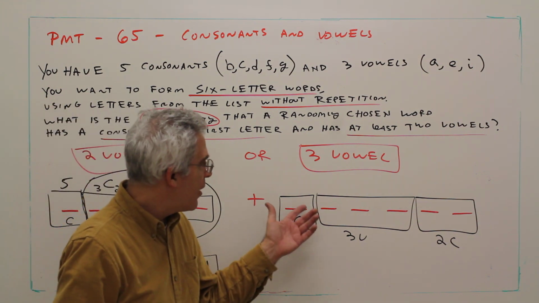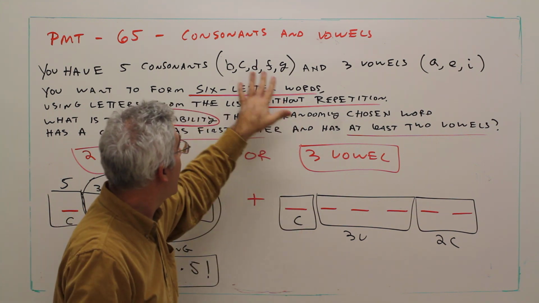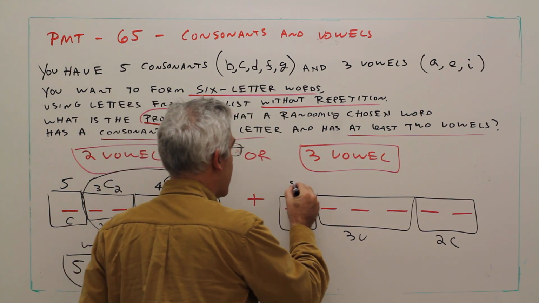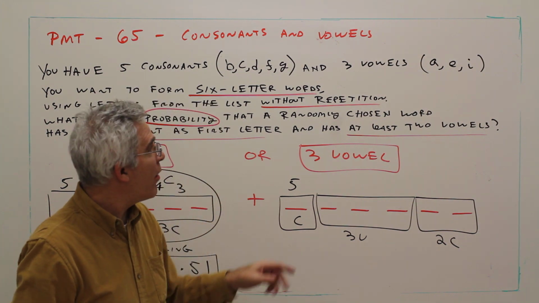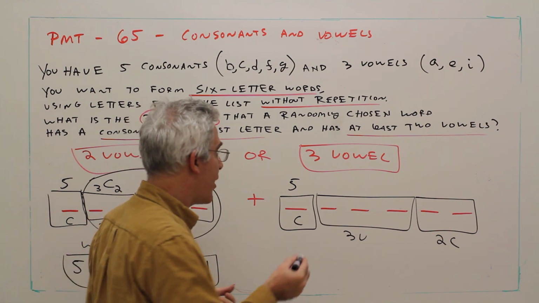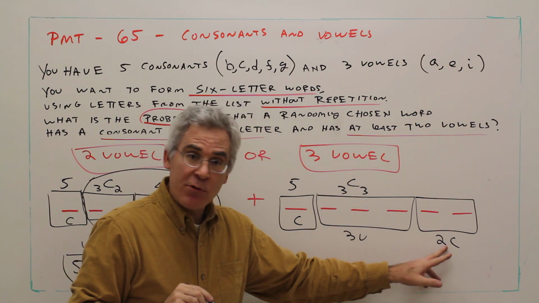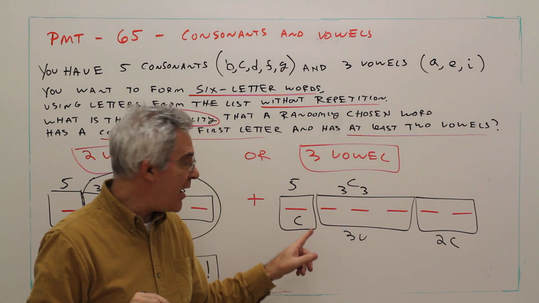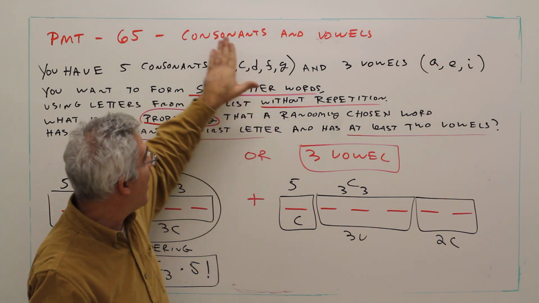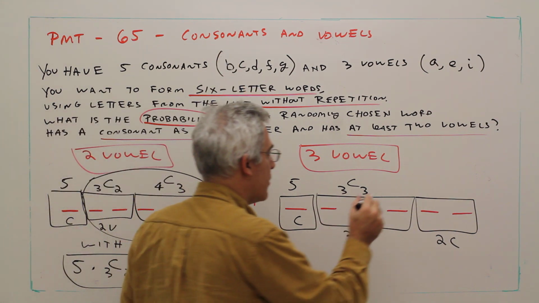Over here, the 3 vowel case. Again, there's 5 ways I can select a consonant here. I want to have 3 vowels. Out of the 3 vowels, choose all 3 of them. Of course, there's only one way, but just to show you the template. I want to have 2 consonants. Again, I can't repeat, so I can't use that consonant. Out of the 4 remaining consonants, choose 2.